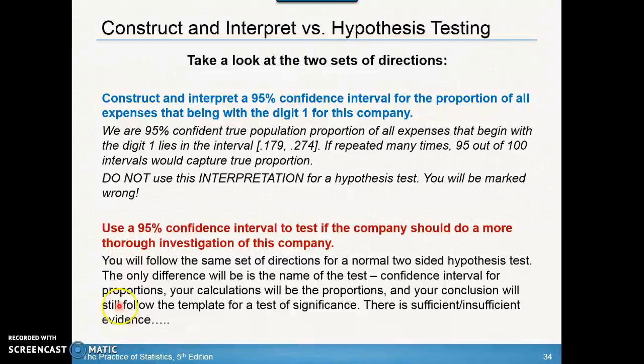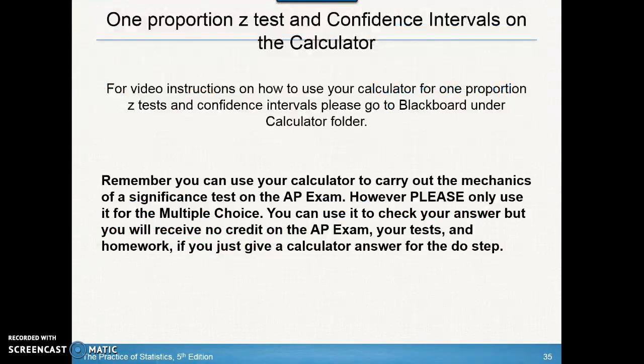And then the only difference will be instead of relating p to the alpha value, you will say because the true proportion lies in the interval, we fail to reject the null, or does not lie in the interval, we do reject the null. So just be careful right here with the 2 sets of directions. Oftentimes with this first set of directions, students will do a full significance test. They'll do a null and alternative and all that other good stuff. So just be careful with that. You don't have to do that for this first section.